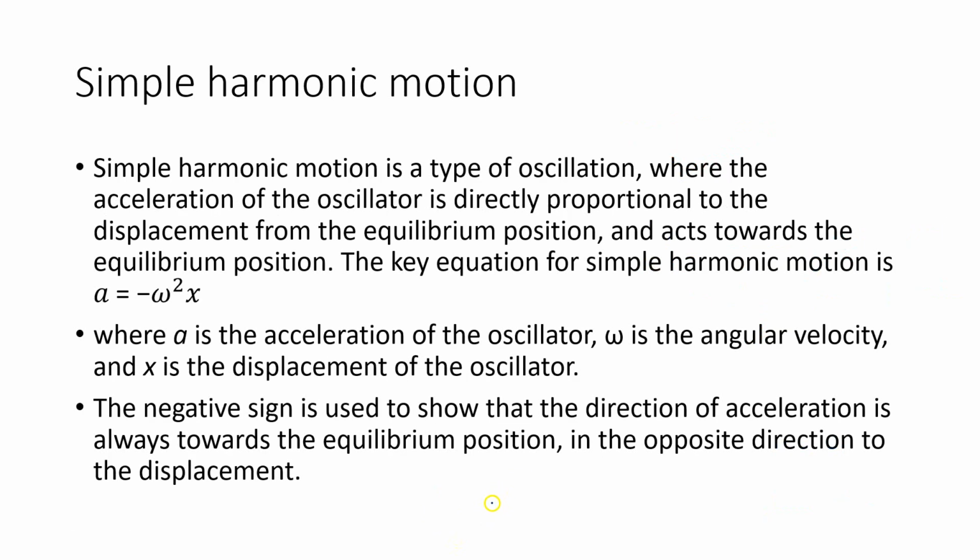Now, as it relates to simple harmonic motion, there are certain things that we have to remember. As we stated earlier, harmonic motion is motion that moves back and forth, or in other words, oscillates, right? So once you can identify something in nature that oscillates, then you can apply the whole concept of simple harmonic motion to it. Simple harmonic motion is a type of oscillation where the acceleration is directly proportional to the displacement from the equilibrium position and acts towards the equilibrium position.